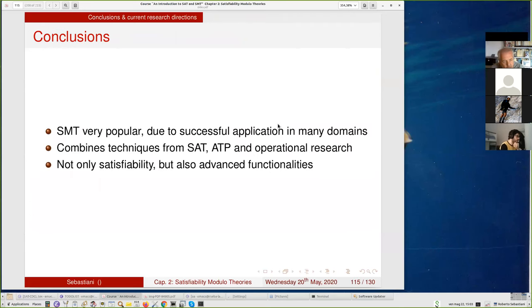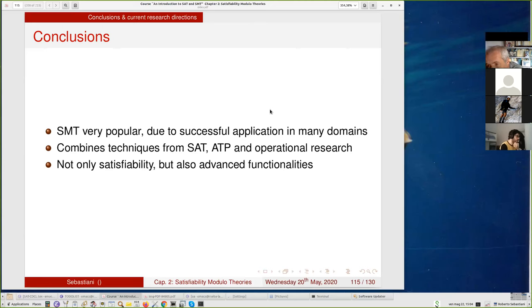Just to conclude, SMT overall is very popular. There are many, many applications. This is substantially the main reasoning engine in software and hardware verification, and is used also in many other AI domains or non-AI domains. AI domains like planning, for instance, automated reasoning, other domains like compiler optimization, for instance, or many allocation optimizations, many others. And interesting is that SMT is a very hybrid technology. It's hybrid in the sense that it combines techniques from many different disciplines, like SAT, for instance, from automata theory, from operations research.